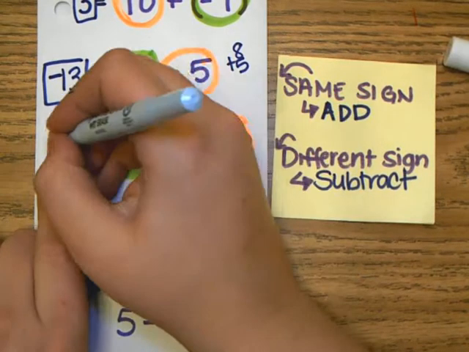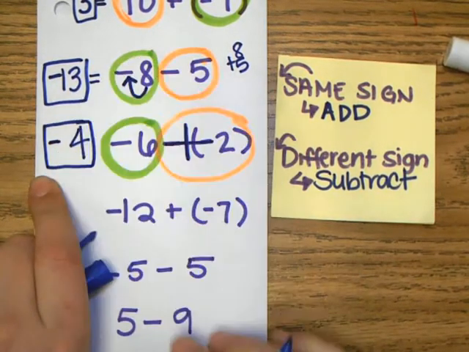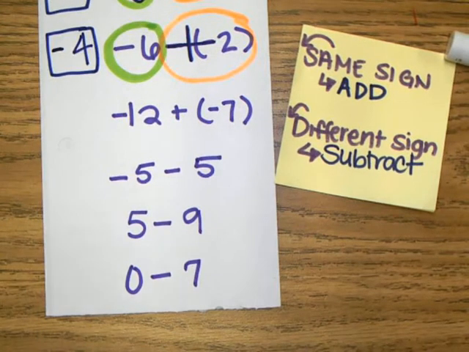And then you have to ask yourself which one is bigger. We got to look in front of the bigger number. And 6 is bigger, so it is negative 4.